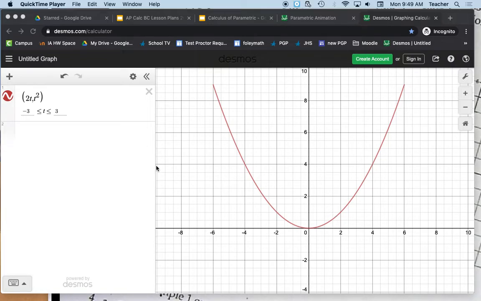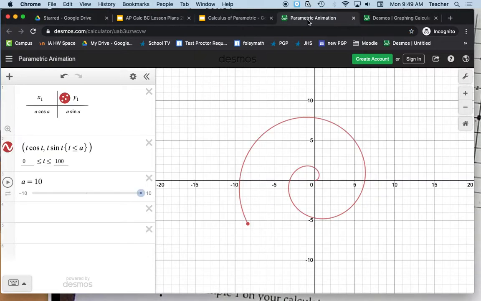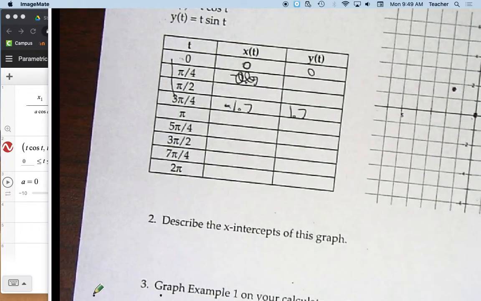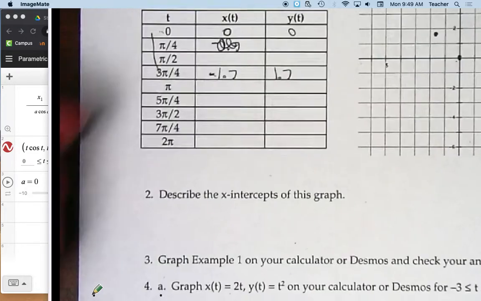All right, so here are some answers to a worksheet that you were working on just a minute ago. And first, I should have had this set up before, but let's talk about the x-intercepts of the graph.